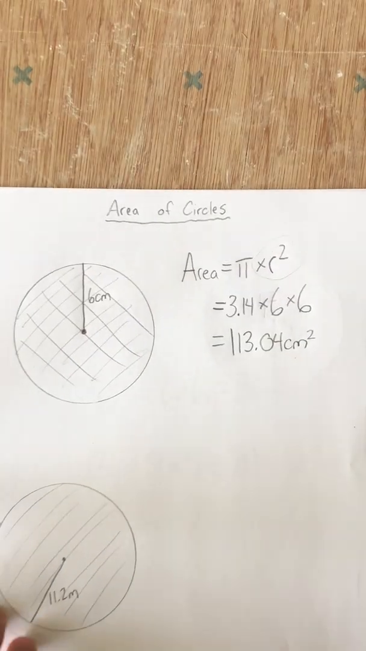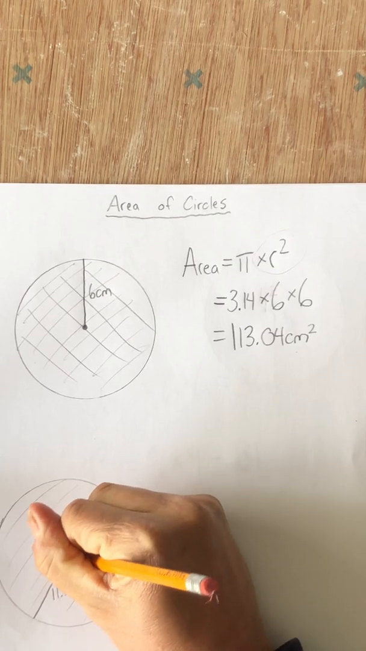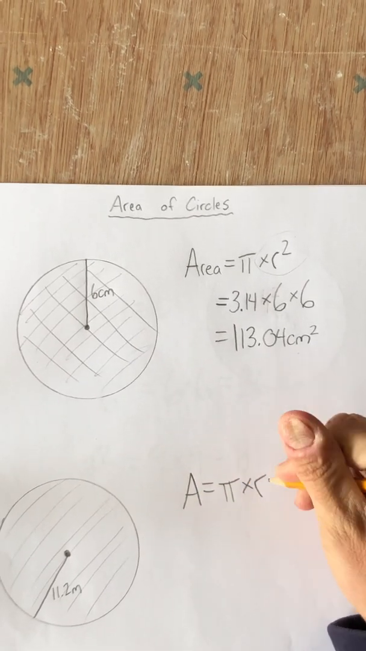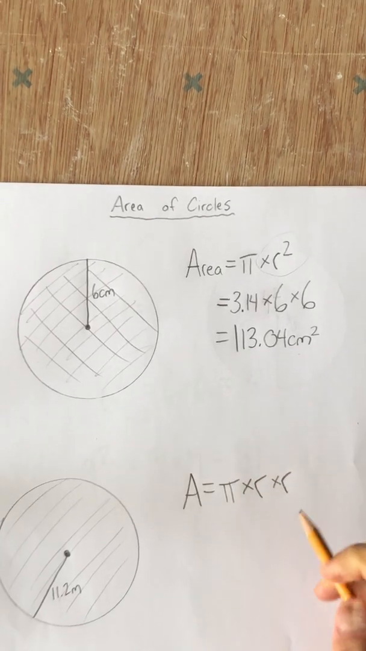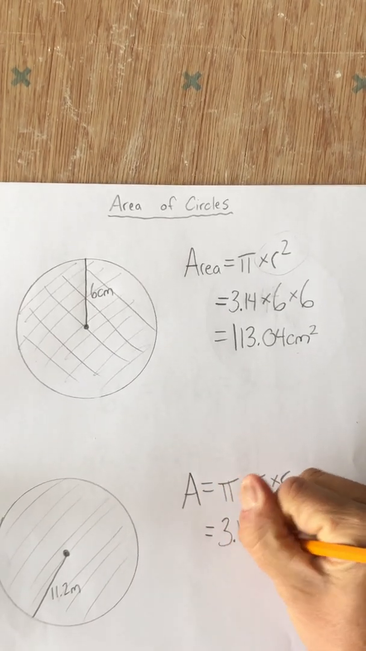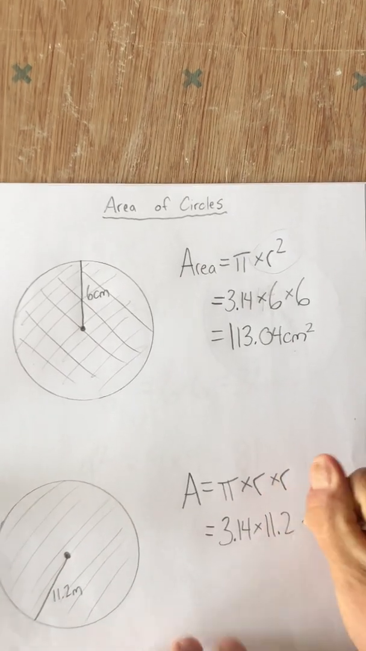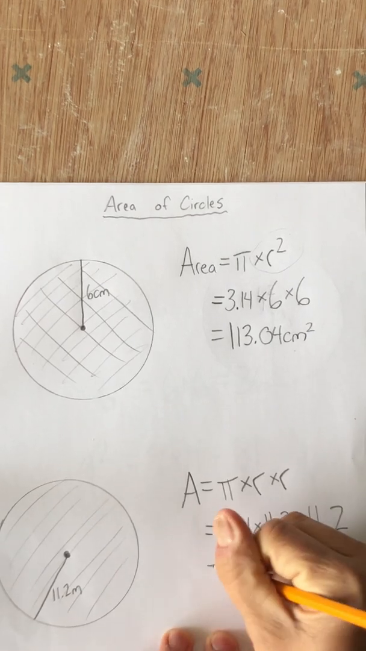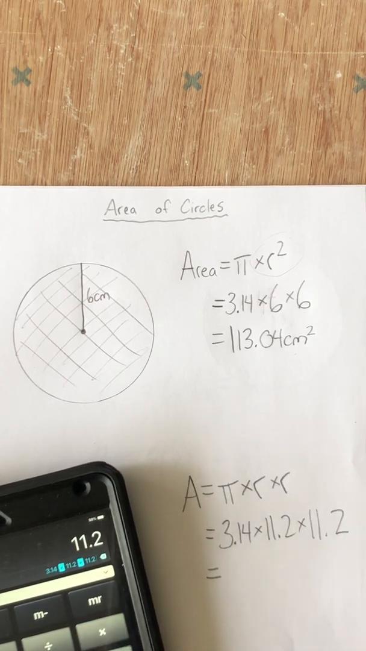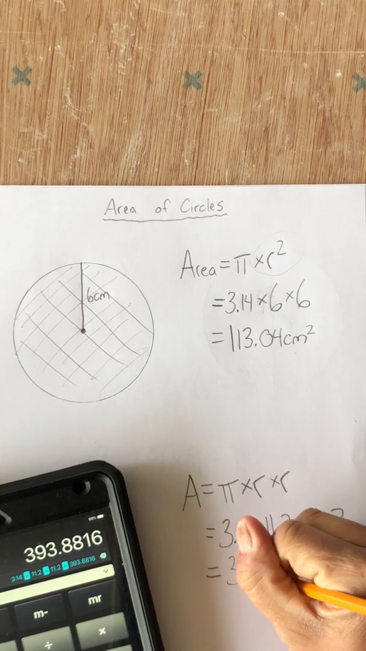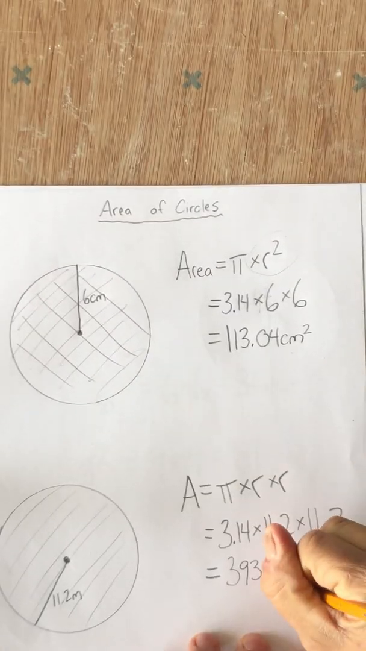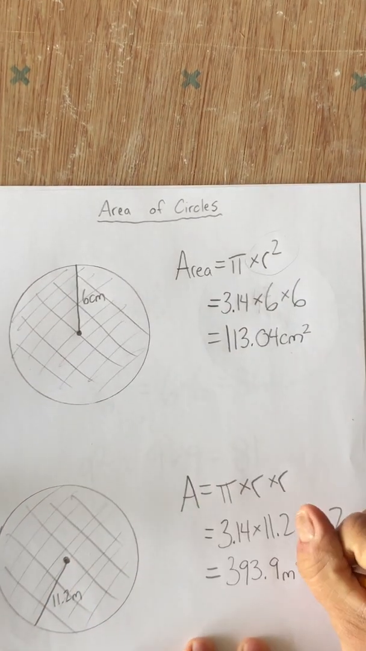Okay, let's try another one. So here, again, we've been given my radius here. It's 11.2 meters. So my formula is area equals pi times the radius squared. Or you can just think about it, radius times radius, because you're squaring something, so you're multiplying it by the radius 2 times. So all I do is just plug that into my calculator, 3.14 times 11.2 times 11.2 again, because I'm squaring it. And let's see what we come up with. 3.14 times 11.2 times 11.2. And what I get is that number, 393.88, let's just round it to 393.9. And I was talking in meters, so it's meters. But again, remember, we're talking about an area, so it's meters squared.